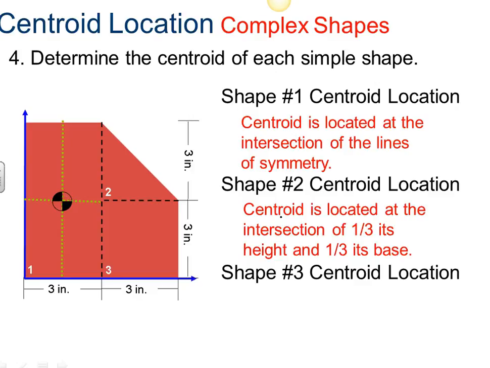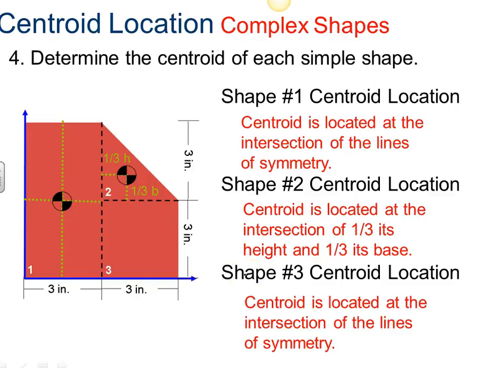Centroid number 2 is located at the intersection of 1/3 its base and 1/3 of its height. So we would find 1/3 of 3, that's going to be 1 inch by 1 inch. Draw lines, where they intersect is going to be our centroid location. And then for our square, it's going to be at the intersection of the lines of symmetry, which we can do like this. So we have located our centroids just by lines of symmetry.